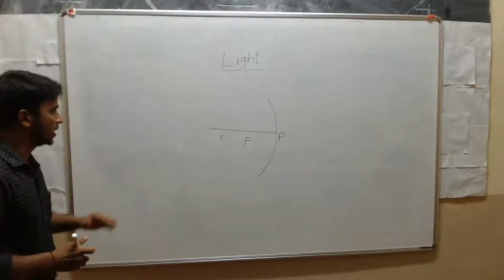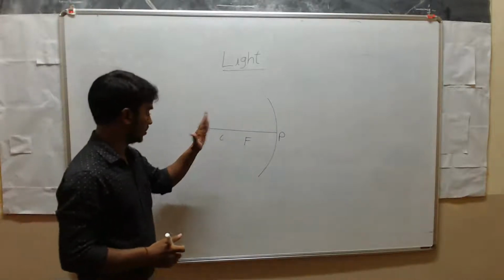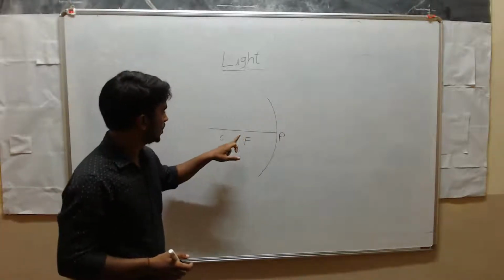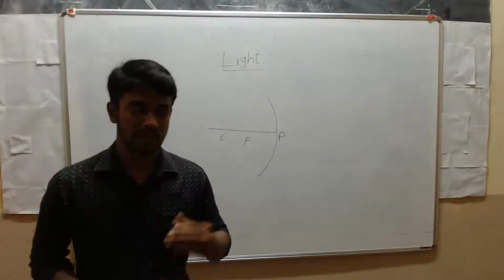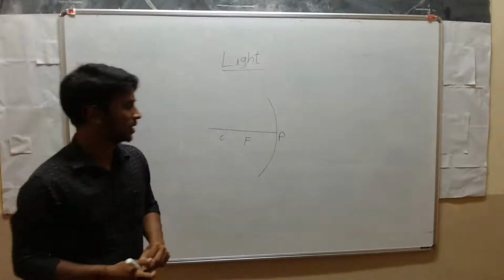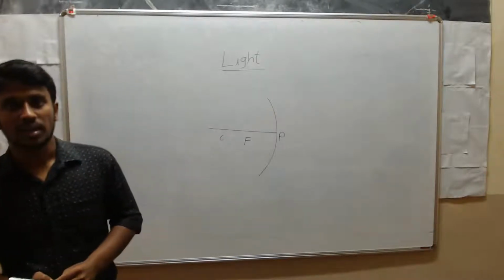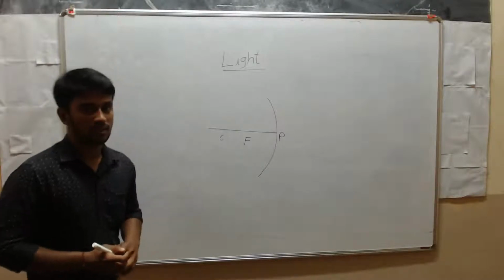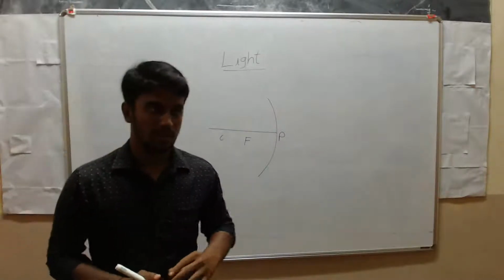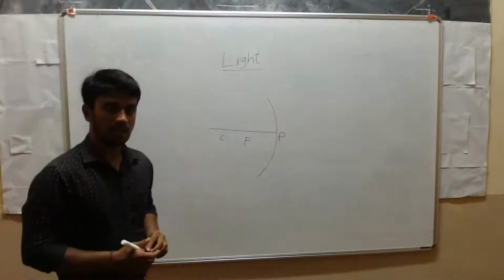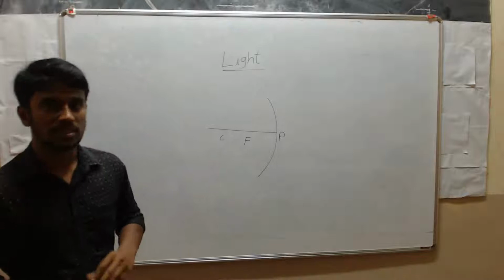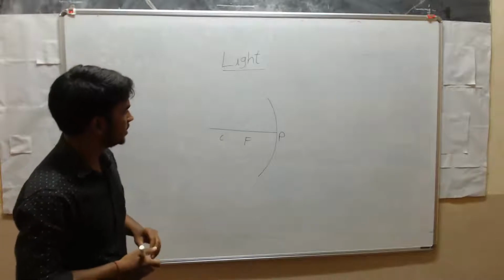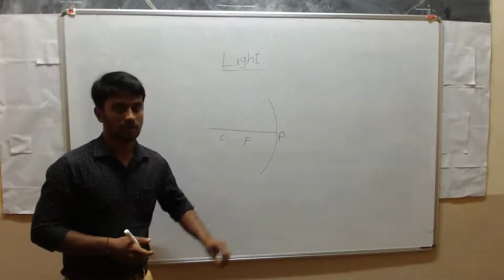Next, we kept the object behind C. At that time we got the image between C and F. Then the size is small, it is diminished. The nature of the image is real and inverted. Next, we kept the object at the center of curvature. We got the image at the center of curvature only. At that time, the size of the image is the same, it means image size is equal to object size. The nature of the image is real and inverted.